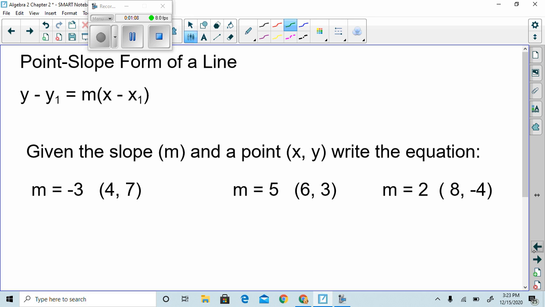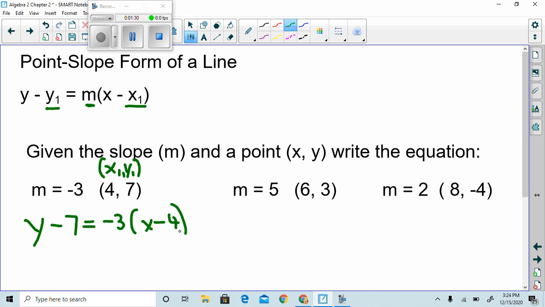If we give you the information of slope and our x1 and y1, a point on that line, all we need to do is replace those into the form. y minus 7 equals negative 3 times x minus 4. And that's all there is to this, to write it in that point slope form. We showed the last time that we can transform this back into slope intercept form and even standard form. But for the time being, we're just going to put it into the equation.